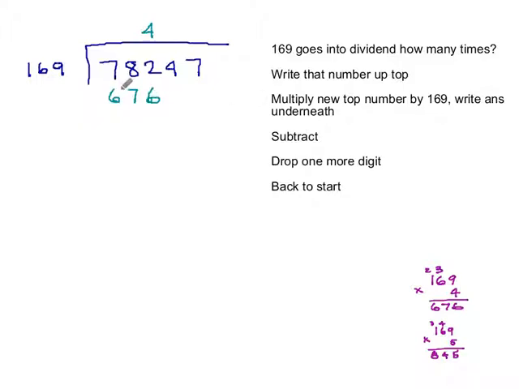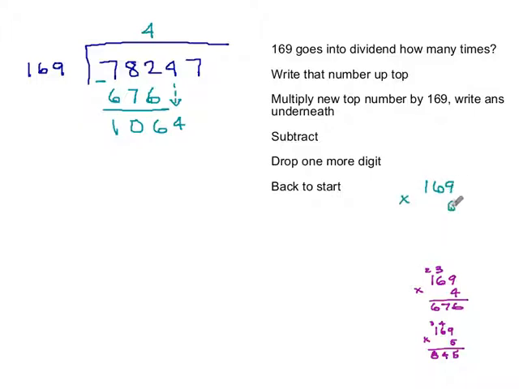Subtract. Write the answer underneath. We did. Subtract. 106. Drop down one more digit. Down comes the 4. Back to start. 169 goes into the dividend 1064. How many times? It'll go. Can we get 6? I think it's going to be close. I think we can get 6.